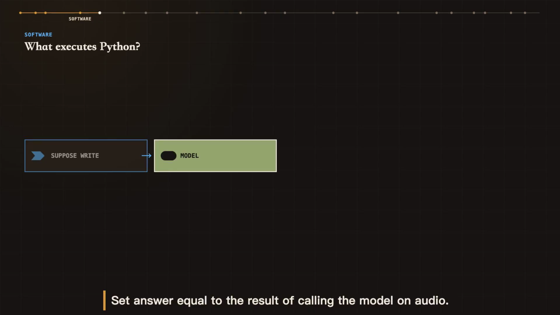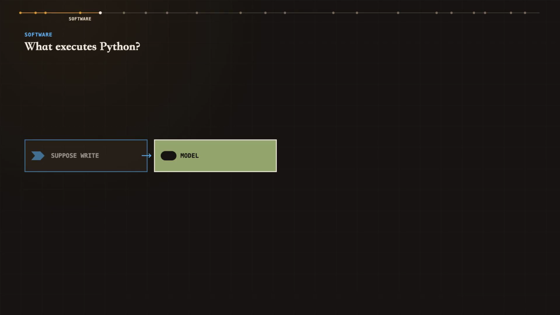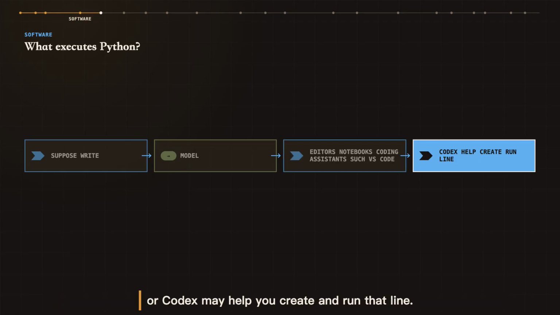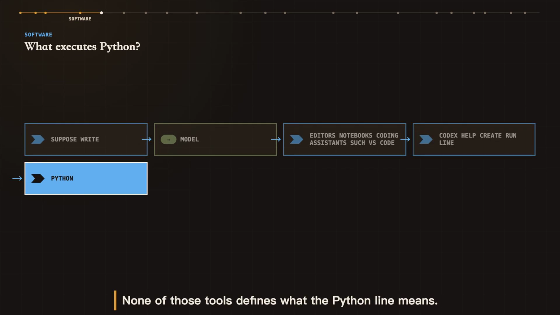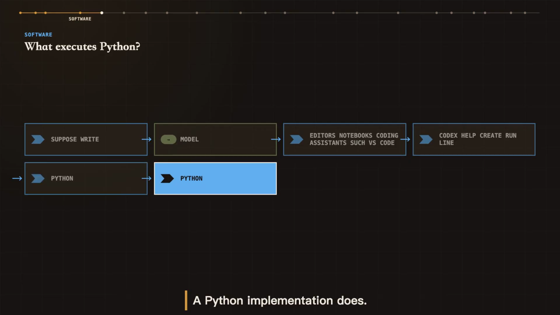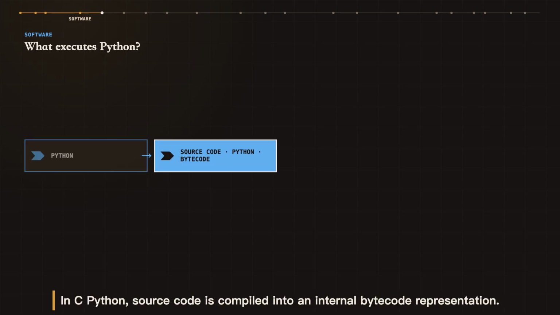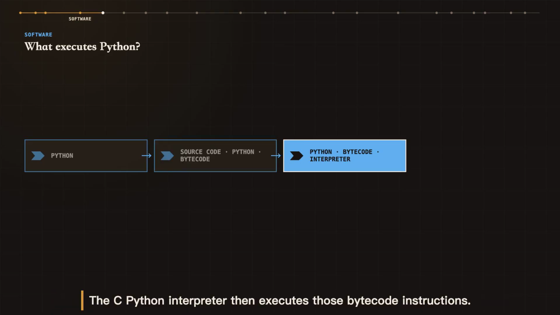Suppose you write set answer equal to the result of calling the model on audio. Editors, notebooks, and coding assistants such as VS Code, Jupyter, PyCharm, or Codex may help you create and run that line. None of those tools defines what the Python line means. A Python implementation does. The most widely used implementation is CPython. In CPython, source code is compiled into an internal bytecode representation. The CPython interpreter then executes those bytecode instructions.